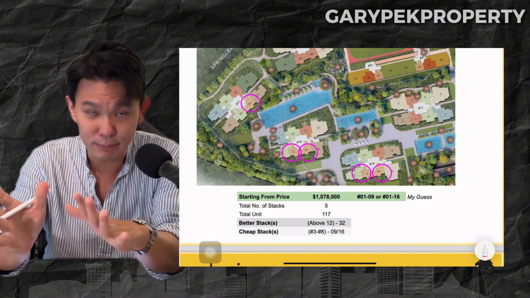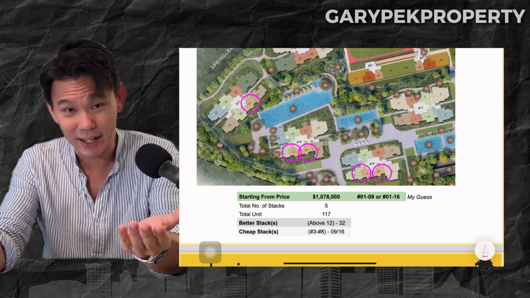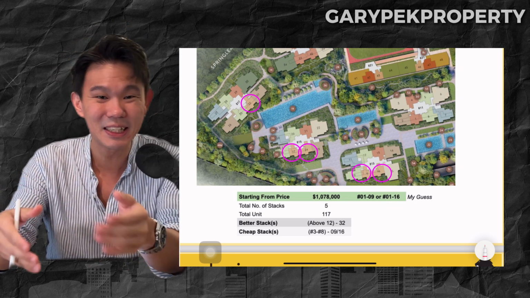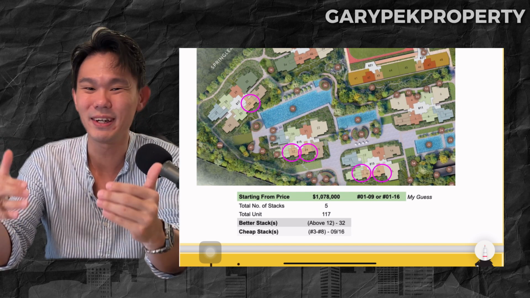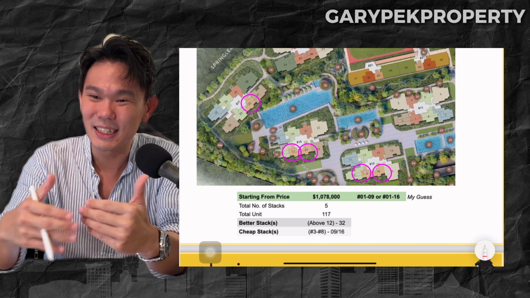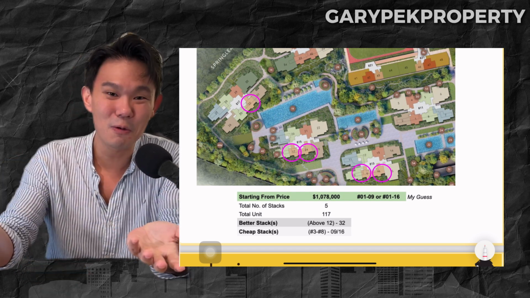Okay, and my guess, because the developer has kindly given us the starting from price of $1.078 million, which means if you are very lucky, you can really buy a 2-bed, 1-bath right next to the MRT, quite near to the city center, about 25-30 minutes away from Orchard, at just below $1.1 million.